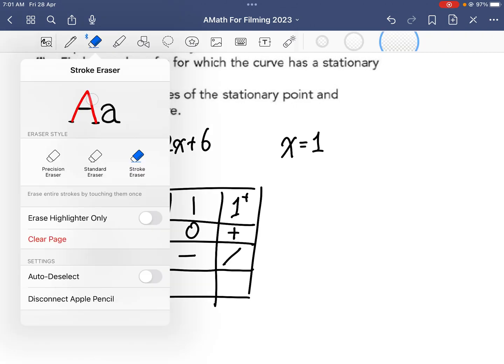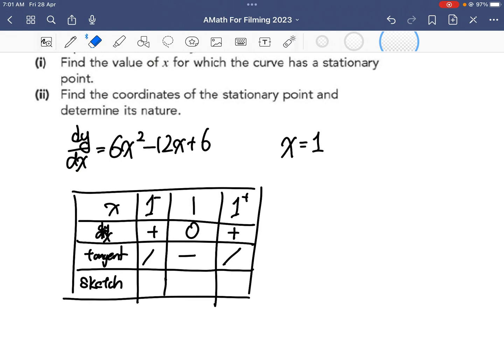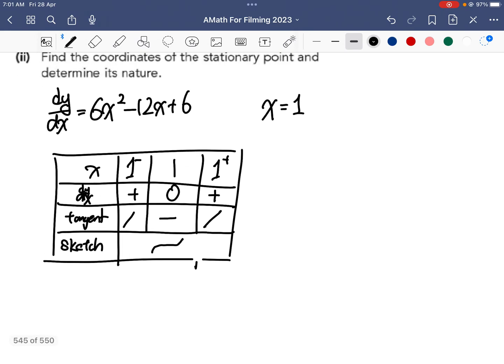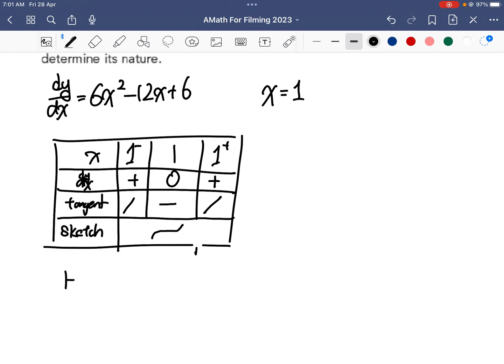I made a small error here. The sketch of my curve in this case will actually show that it's a point of inflection. It just happens to be a point of inflection. So hence, 1, -3 is a point of inflection.